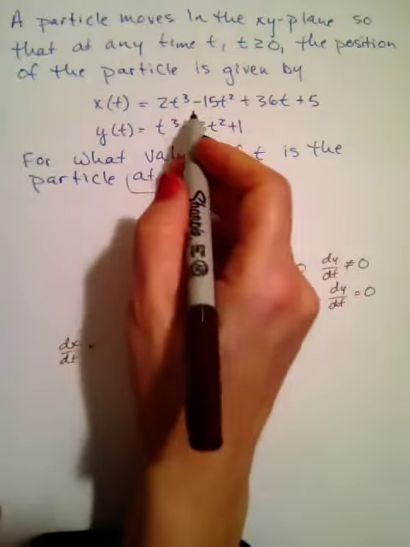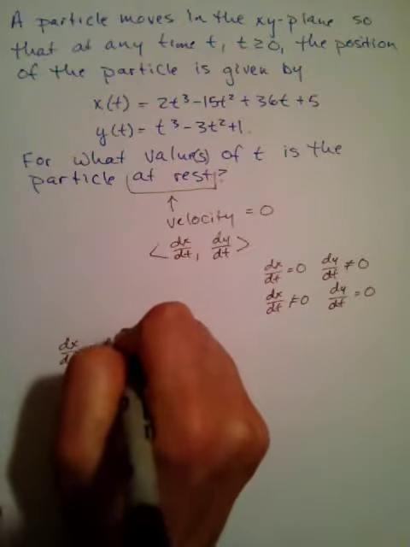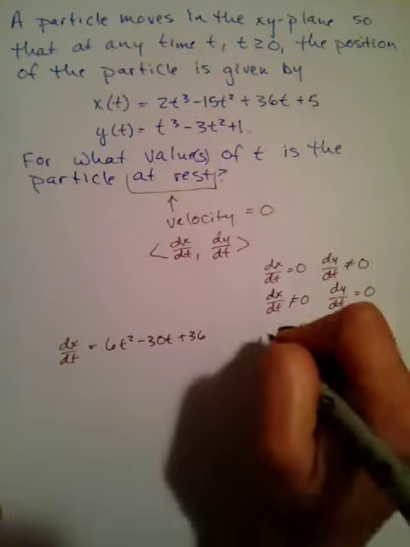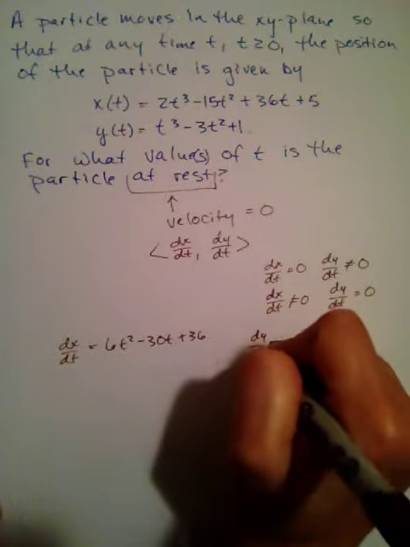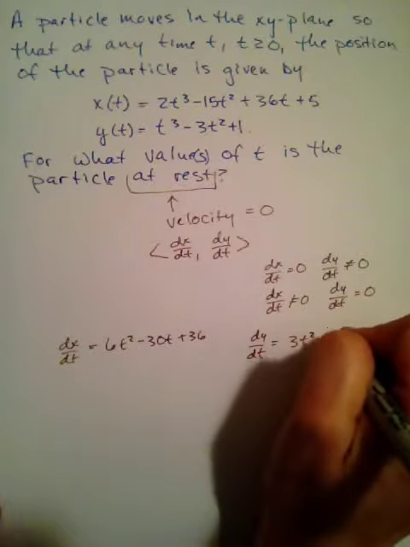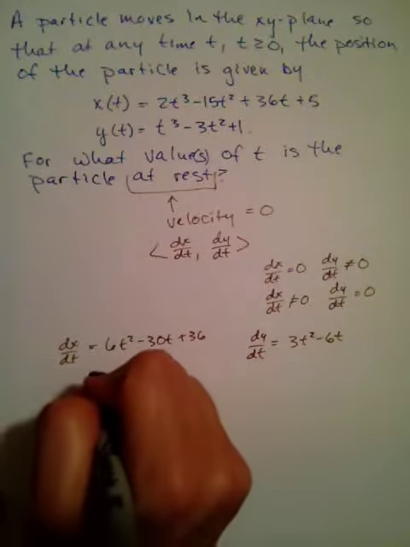and we'll take the derivative of x, so that's 6t^2 - 30t + 36. Our dy/dt, the derivative of our y, is 3t^2 - 6t. We'll set each of these equal to 0.